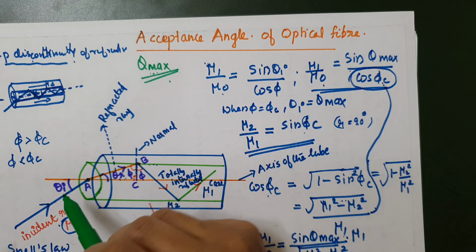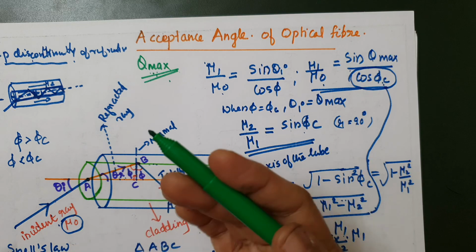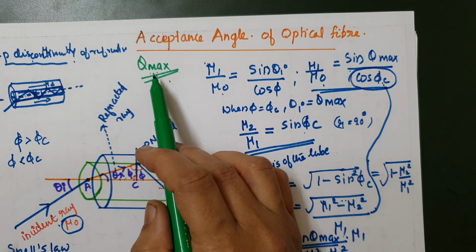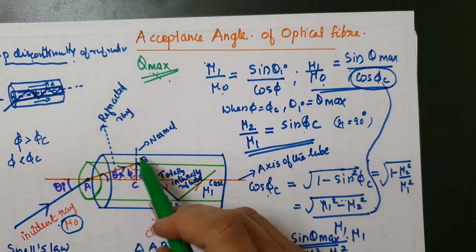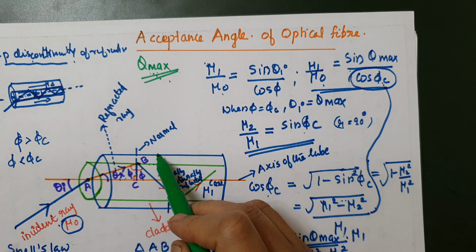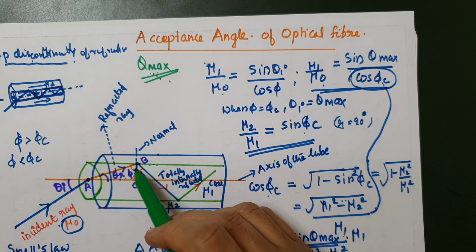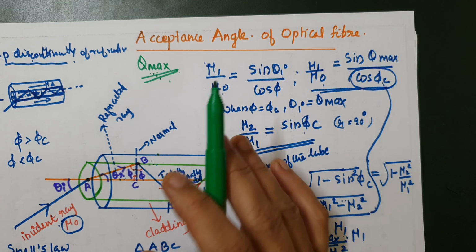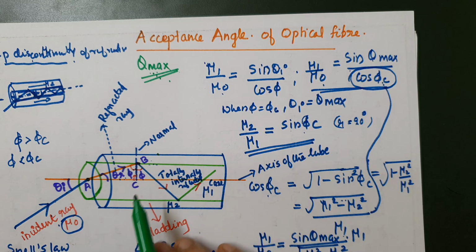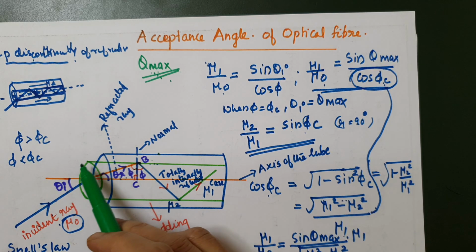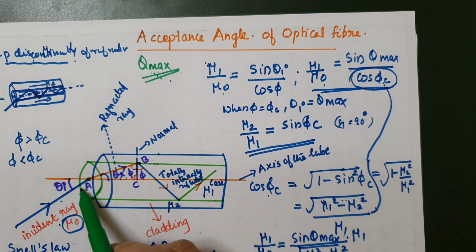Then if we increase this angle of incidence above theta maximum, which is the maximum value, the ray will be refracted into the cladding region, and the optical energy or the optical signal will be lost. So then there will not be any condition of total internal reflection. If you increase the diameter of the core, then the acceptance angle will be larger.